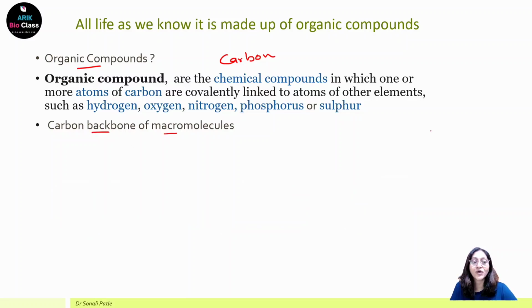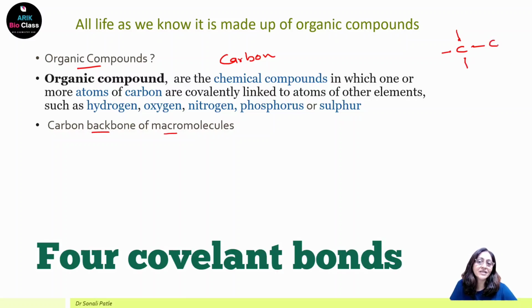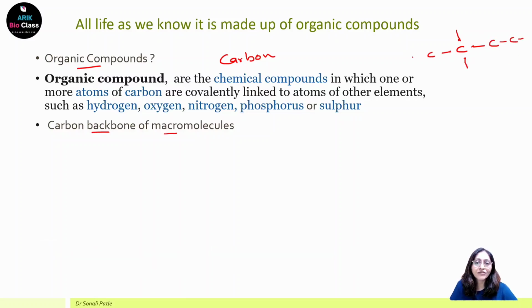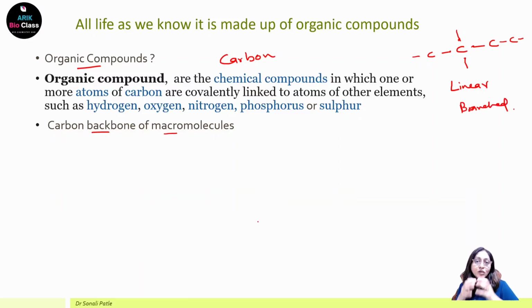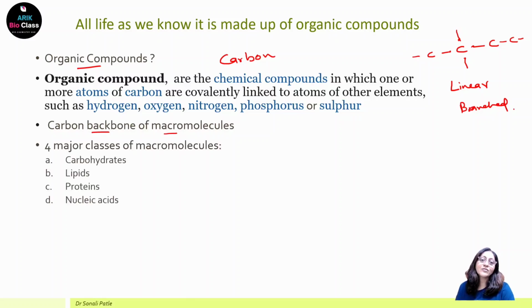Why is carbon so important? Because we know that carbon has four valence electrons, so it has the capability of forming four covalent bonds with different compounds and can form a chain of carbons of any length. The rest of the valencies will be filled up by hydrogen, oxygen, nitrogen, phosphorus, sulfur, and other elements. Carbon can form linear as well as branched structures, and it can form very huge molecules, which are important to us and are called macromolecules.